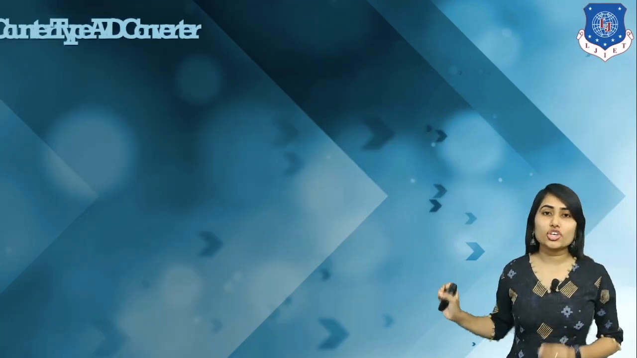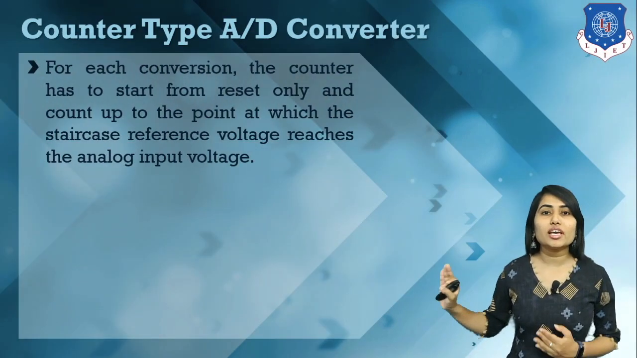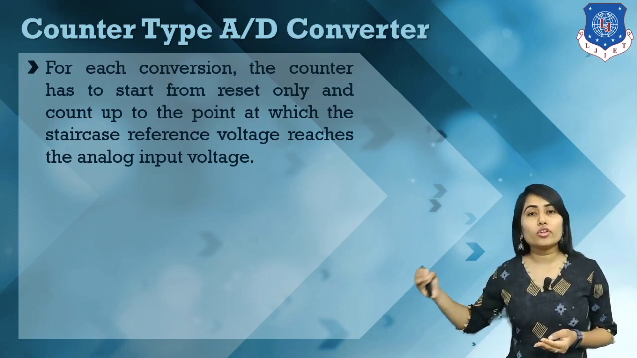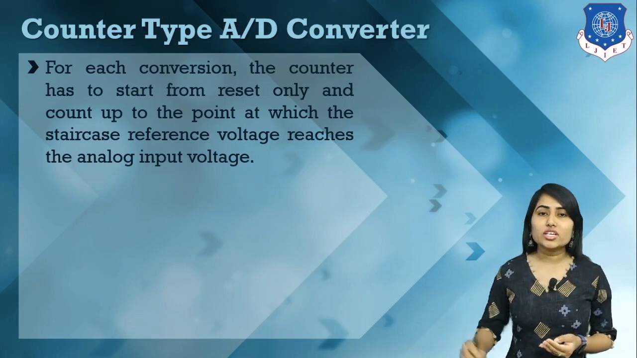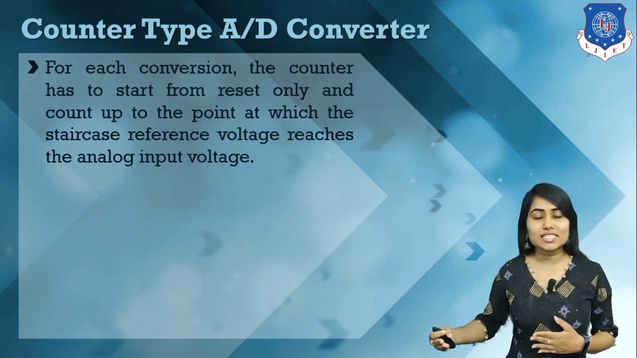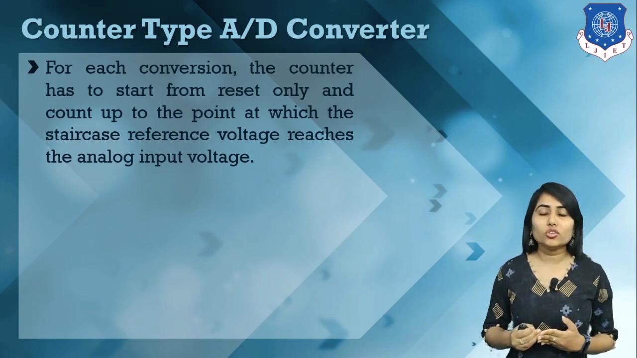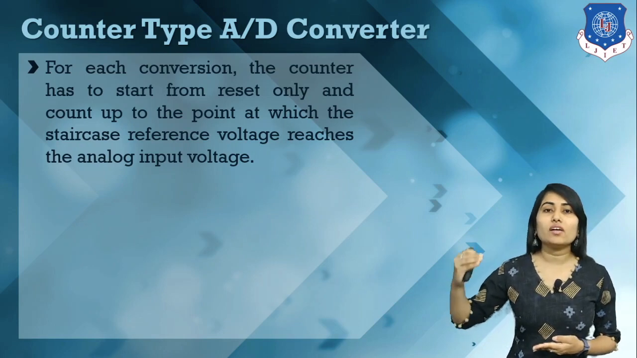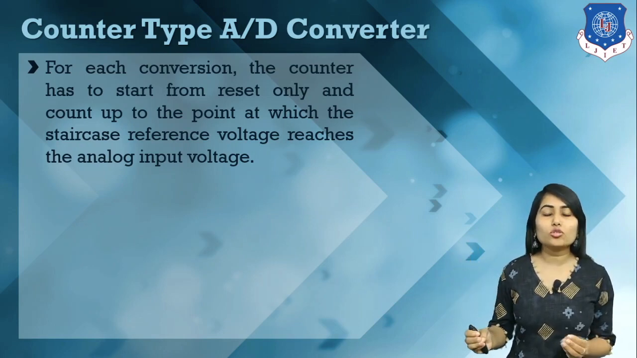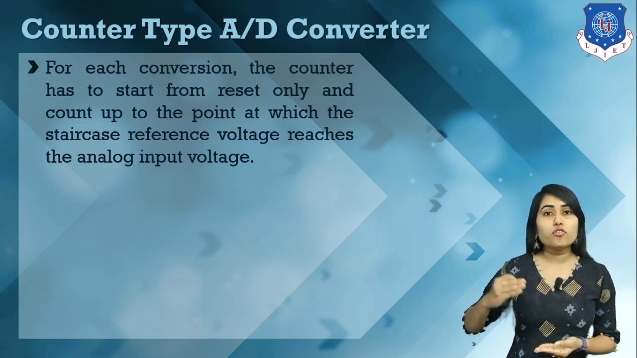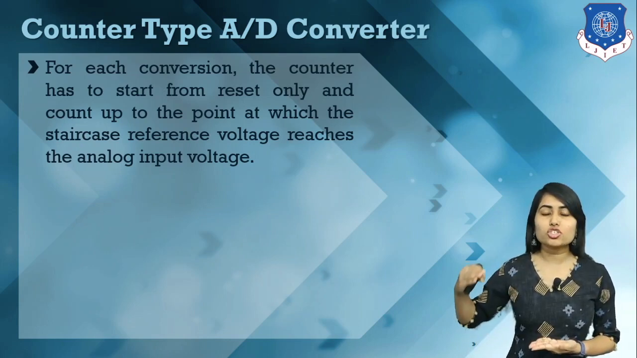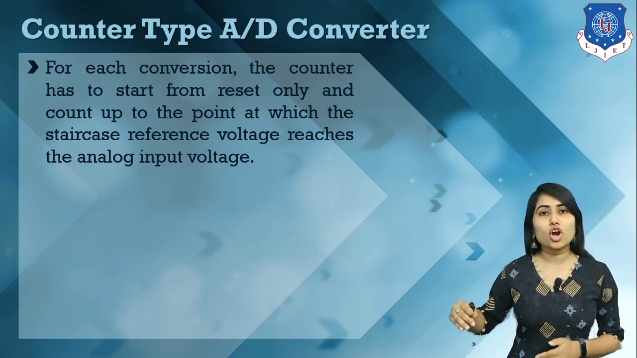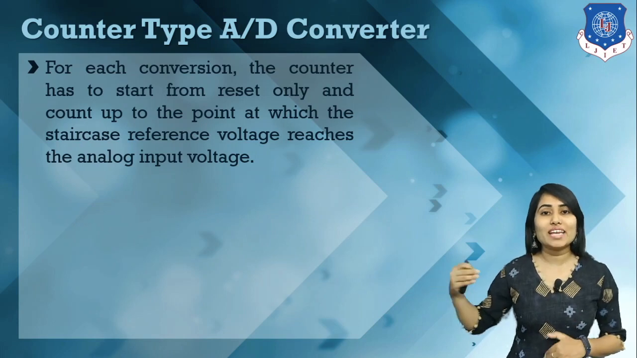Okay, for each conversion in this counter type analog to digital converter, the counter has to start from reset, and it will calculate the value. The counter counts up to the value at which we have our input voltage, in the form of a staircase, and beyond that the counter will stop, and again it will work for the next input voltage.